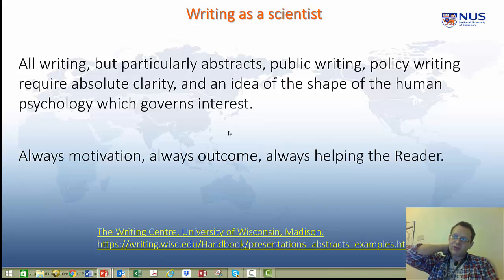Remember, we're always trying to help the reader. So it's always motivation, it's always outcome, and all those other 1,000 rules about old information before new, simple words, not complicated, simple sentences, linked sentences, paragraphs, the sort of stuff we did in the first lecture.